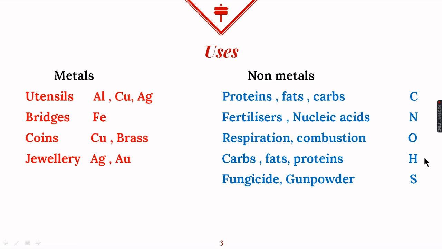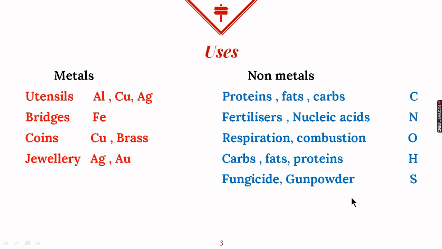Similarly, non-metals like carbon and hydrogen are an essential part of every food that we eat. Whether they are carbohydrates, fats, or proteins, all of them contain carbon and hydrogen. Nitrogen is an important constituent of our genetic material like DNA, and nitrogen is also used for making fertilizers essential for the growth of plants. Sulfur is an important fungicide and is used for making gunpowder also, and oxygen we know is our lifeline. No plant or animal can survive without oxygen because it is used for respiration and production of energy. Oxygen is also used for combustion.